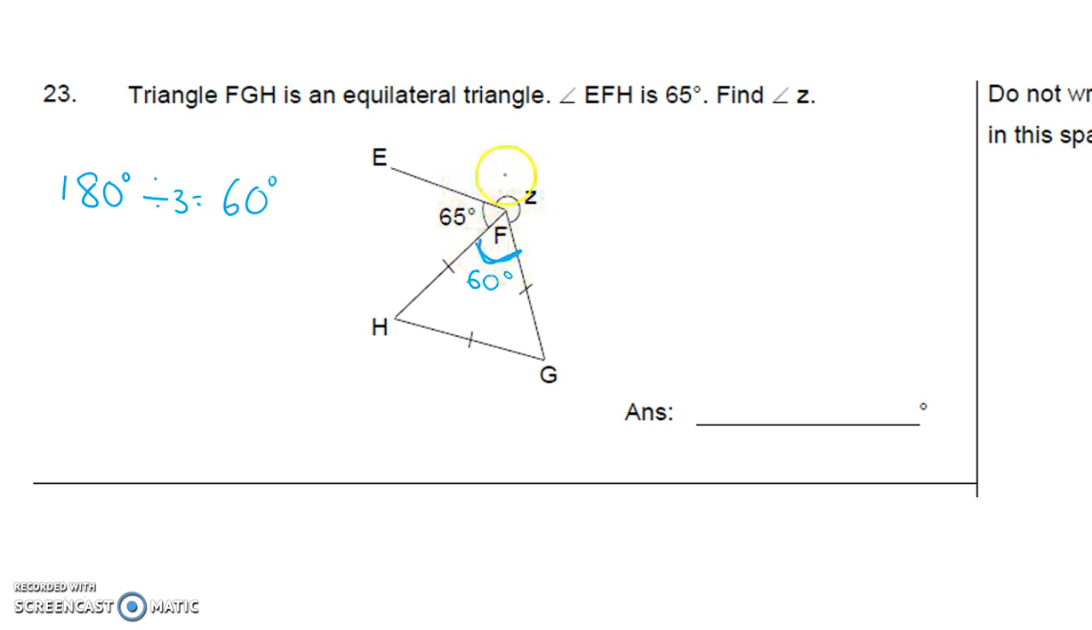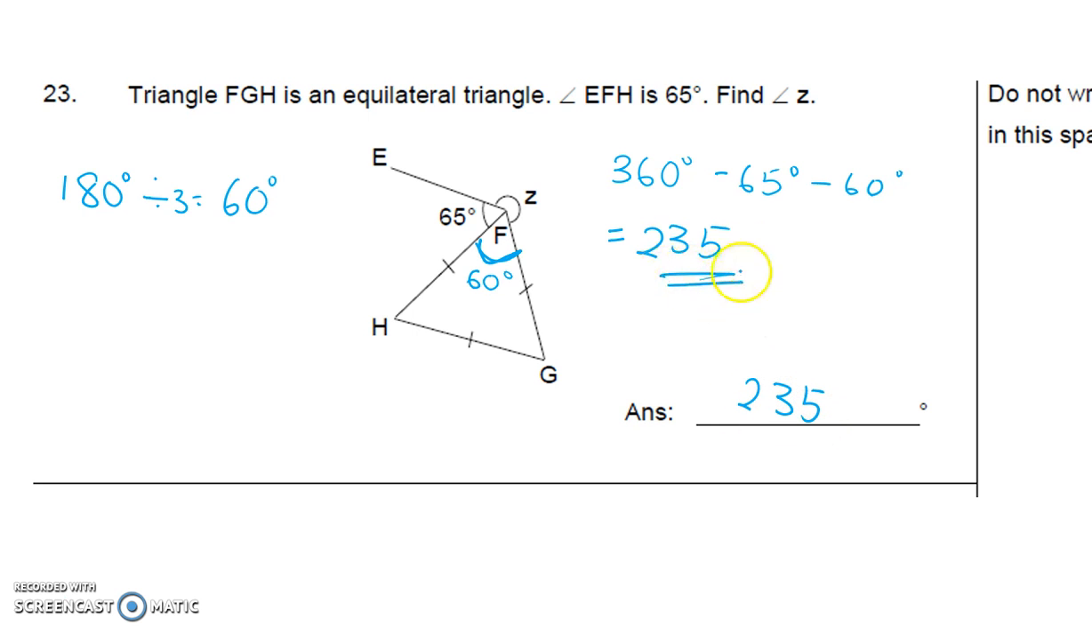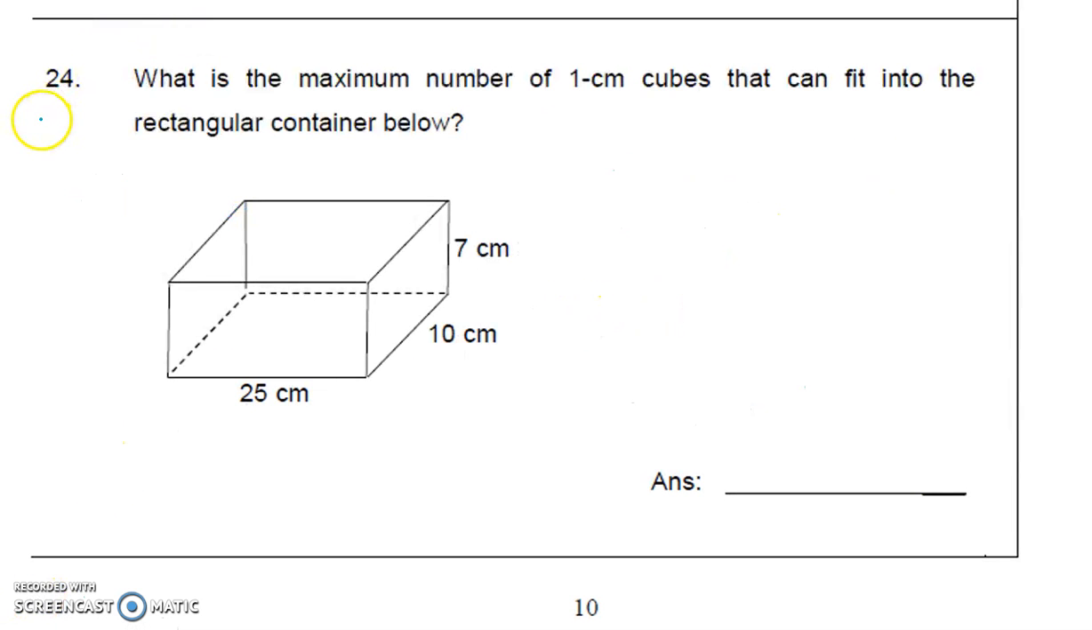Okay, so what are these angles at the point, which is actually 360 degrees. So I need to get 360 degrees, this whole thing here, take away this part here, which is 65 degrees, and then take away this part here, minus 60 degrees. Okay, and I'll get my Z. If you work this out, you should be able to get 235 degrees. This is quite straightforward. Okay, let's move on.